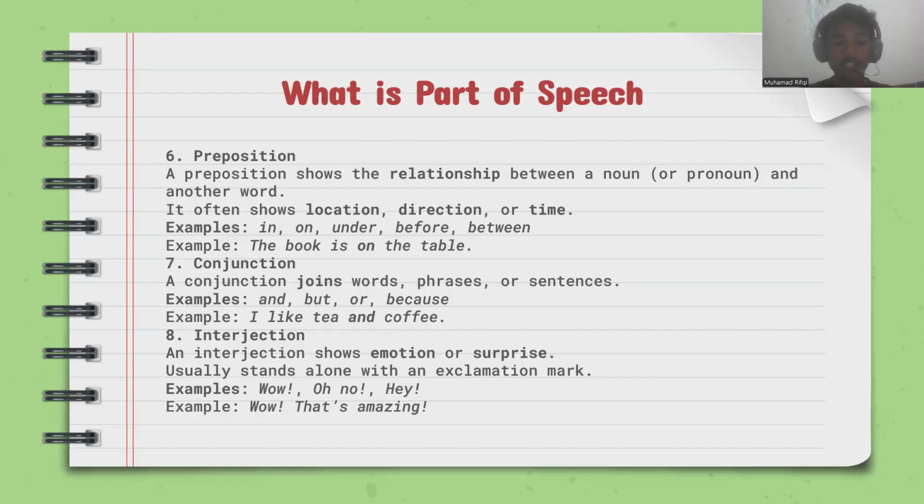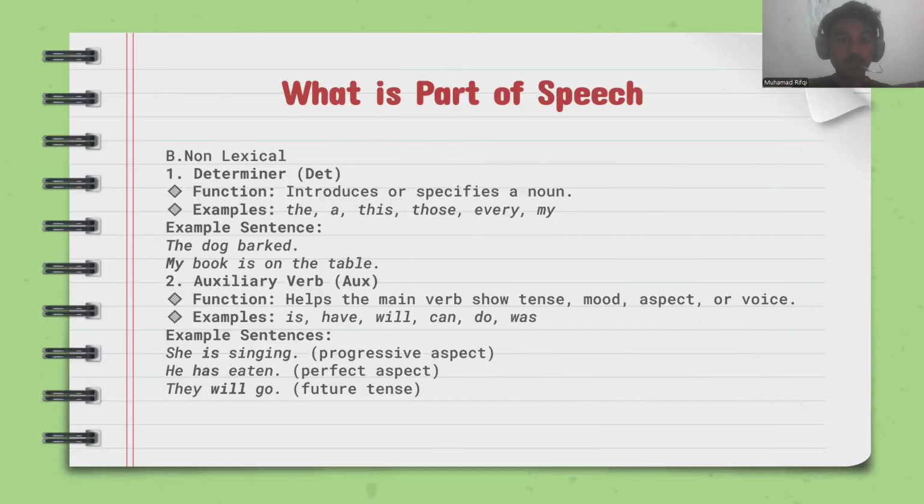Number 8, interjection. An interjection shows emotion or surprise. It usually stands alone with an exclamation mark. Examples: wow, oh no, hey. For example of sentence: wow, that's amazing. Okay, next is non-lexical. Number 1 is determiner. The function introduces or specifies a noun. Examples: the, this, those, every, and mine. Example sentence: the dog barked. My book is on the table.